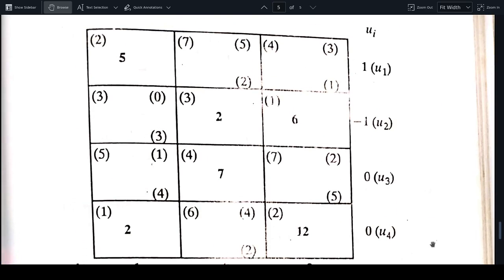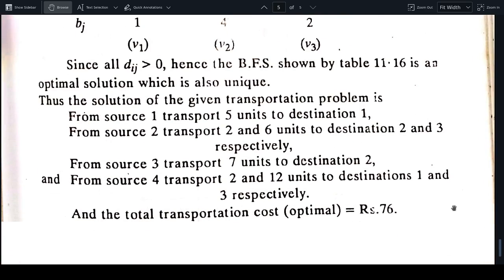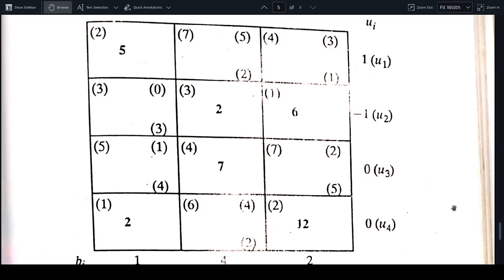Earlier Vogel's approximation first table gave us 80, right? So after optimality test we get 76. So you see this is clear or not? Here one confusion: when Dij value is negative, then how to remove it?